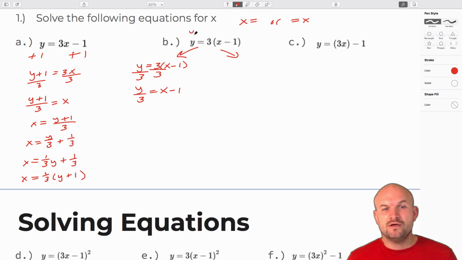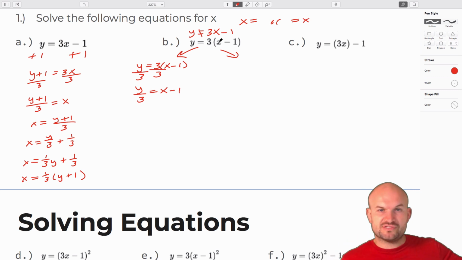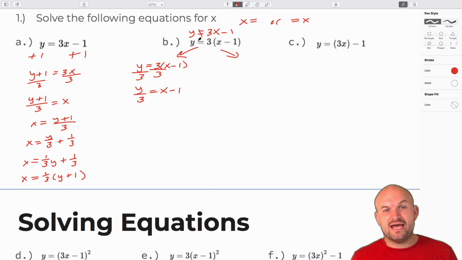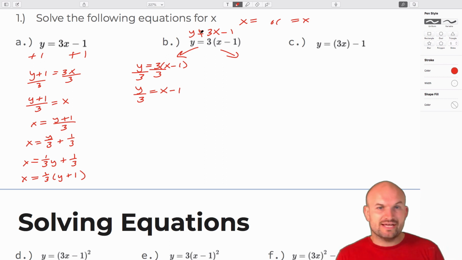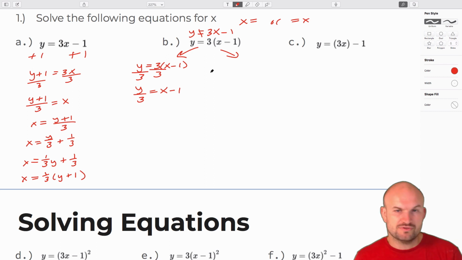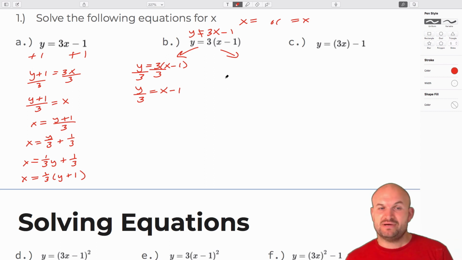The one thing we don't want to do is just drop the parentheses. You just don't want to say, I don't like parentheses, I'm just going to not use them, because that is completely different. Those are not the same. The y equals 3x minus 1 is not the same as y equals 3 times x minus 1.